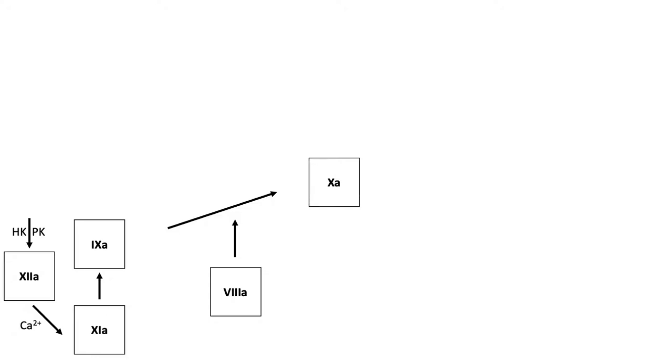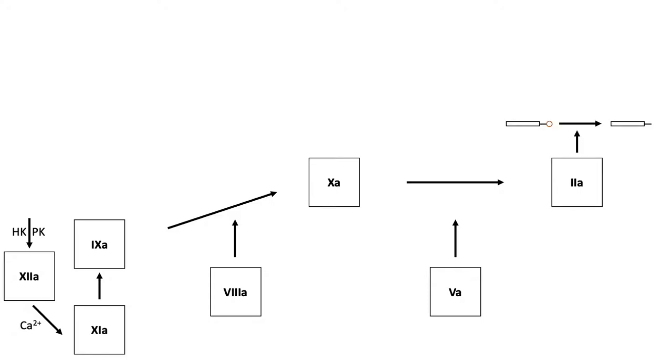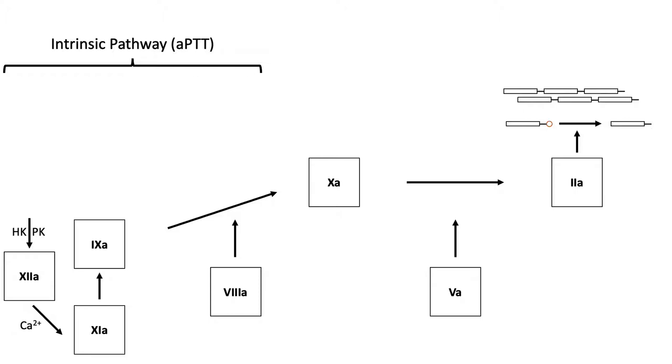Activated factor 10 has as its cofactor factor 5A, which works to activate prothrombin, factor 2, to thrombin. Thrombin then cleaves fibrinogen to fibrin, and fibrin monomers combine to make fibrin strands, which are ultimately cross-linked by factor 13A to make a strong fibrin clot. The pathway from factor 12 activation to factor 8 is historically known as the intrinsic pathway.